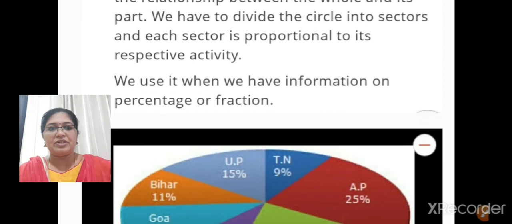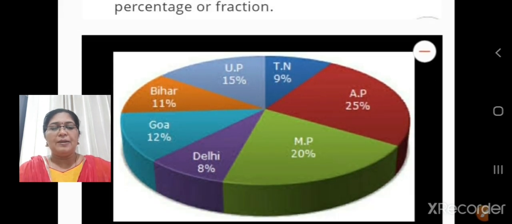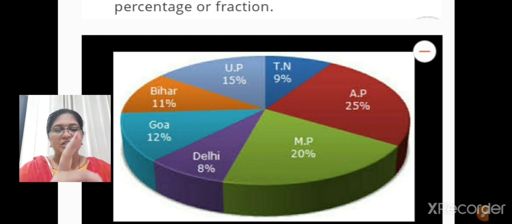Let us see the picture here. The full circle means it is 100%. Each state is given; it is the pie chart of the population of India. So for each place, its population is put here. This is a pie chart.